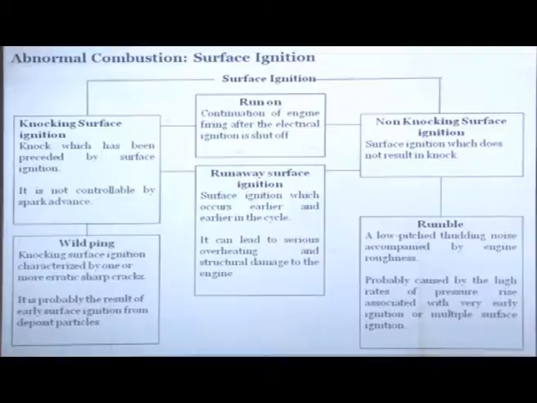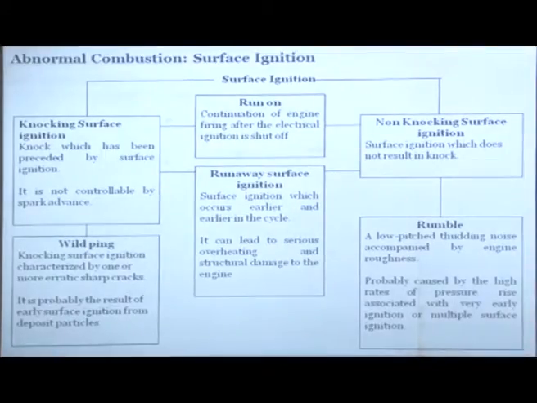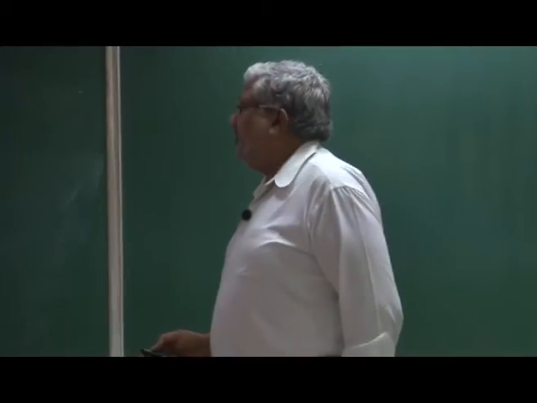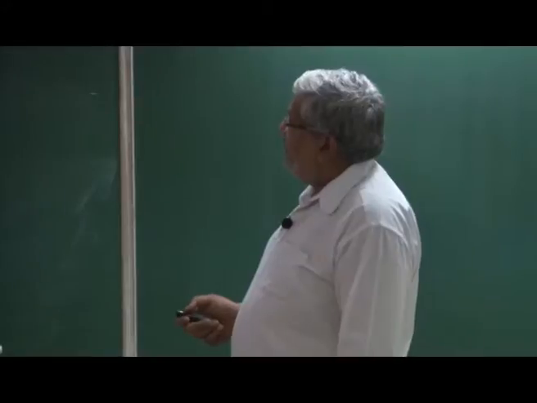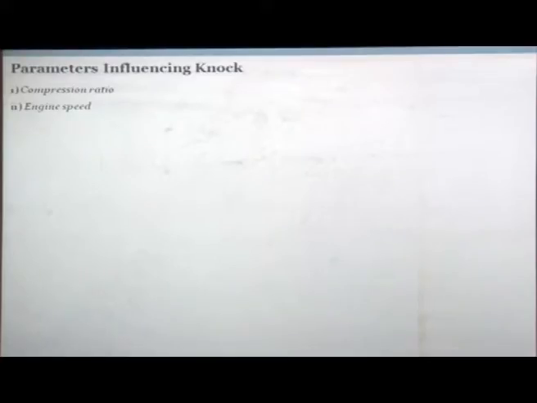Okay, so this is the entire canvas of abnormal combustion in an SI engine. Now there are some factors which influence knocking. What are those factors? The first factor which affects knocking is compression ratio.